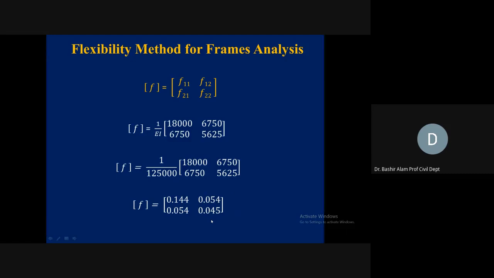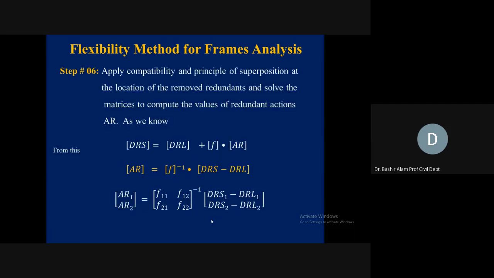Now, next we will write the compatibility equation and apply the principle of superposition. And this is the equation. DRS was equal to DRL plus F times AR. From the rearrangement of this equation, we have AR is equal to F inverse times DRS minus DRL. And this is now in the matrix form. This was the condensed form. Here it is the matrix form.